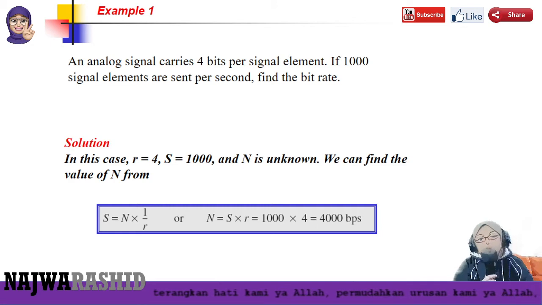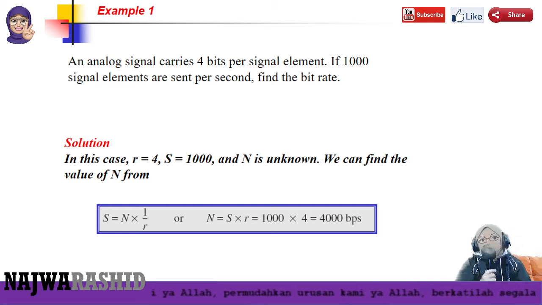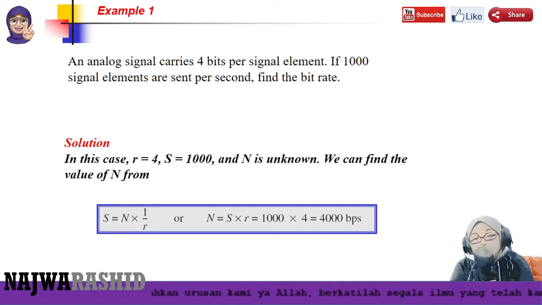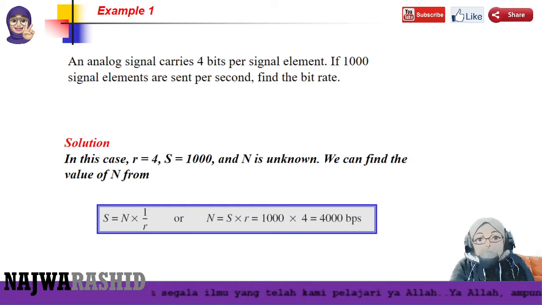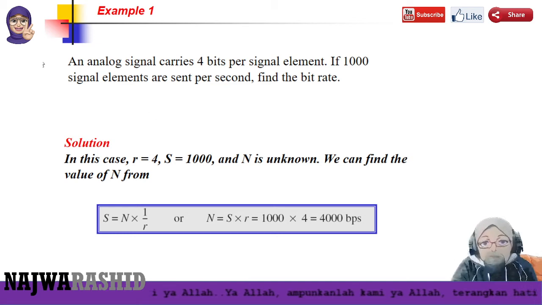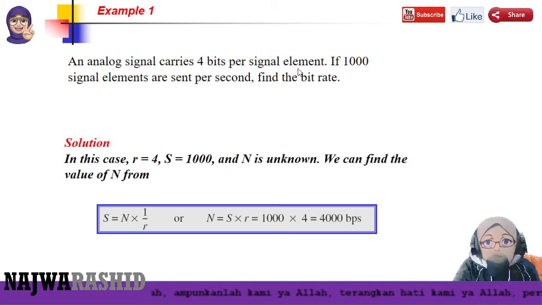Okay. Example 1. An analog signal carries 4 bits per signal element. Data element is 4, signal element 1. If 1000 signal elements are sent per second, find the bit rate. So based on this theory, you can identify the r. So r equals 1 over 4. Now we have 1000 signal elements. To find the bit rate, we can use the formula S equals N times 1 over r. This one is the basic formula.